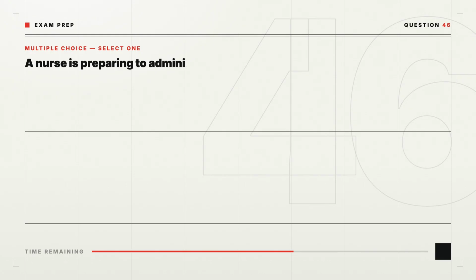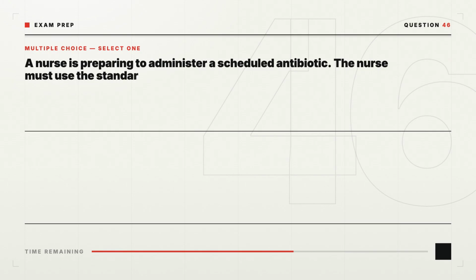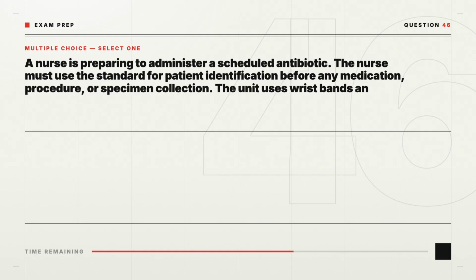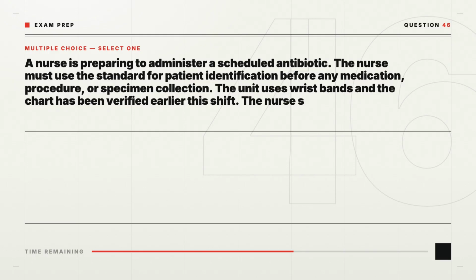Question 46. A nurse is preparing to administer a scheduled antibiotic. The nurse must use the standard for patient identification before any medication, procedure, or specimen collection. The unit uses wristbands and the chart has been verified earlier this shift. The nurse selects the safest identification practice now.